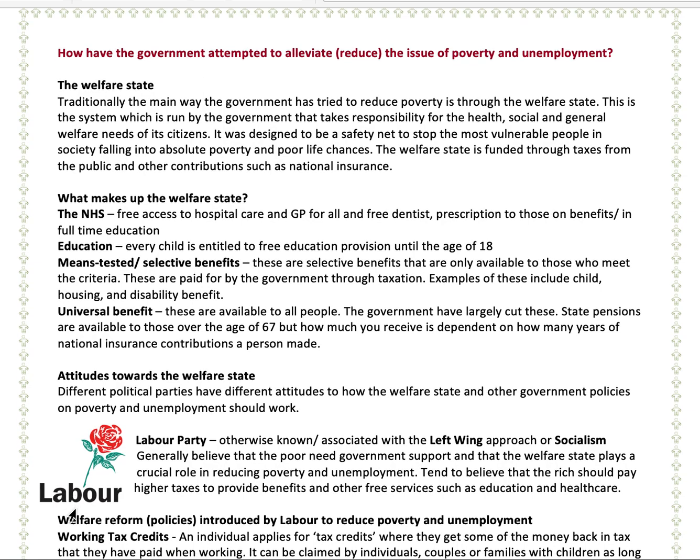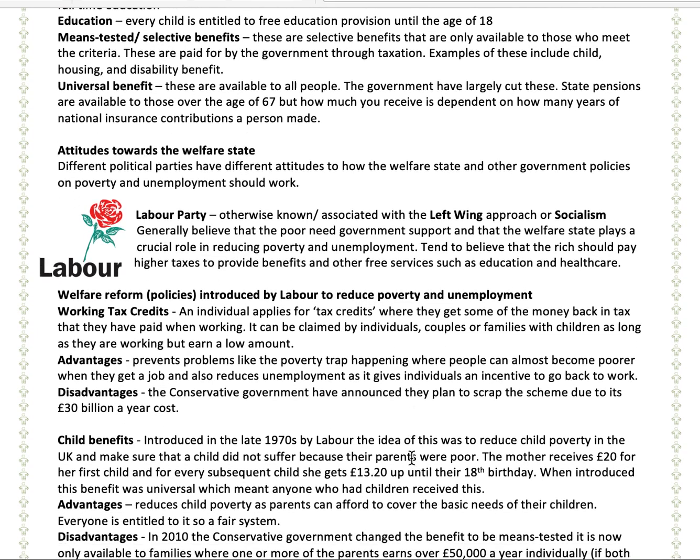How has the government attempted to reduce or alleviate poverty in society? So the welfare state, they are the government-run institution in our society who take the money from the taxpayer and use that to pay for things like the NHS, so free access to healthcare, and education. Obviously in the UK we don't have to pay to go to school. That comes through the taxpayer. And universal benefits, so things like state pensions, etc. And then attitudes towards the welfare state.